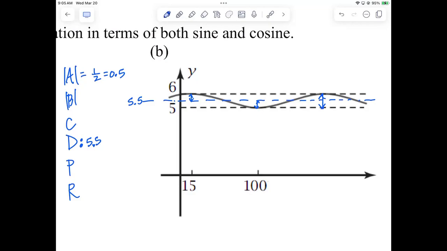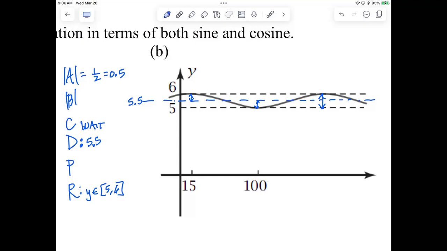All right. Let's see. What else can we get here? The C, we're going to wait on the C depending on which equation that we use. The range, can we find the range? Yeah, the range is going to be from 5 to 6. So I'll say y is an element of the bracket 5 to 6 bracket. The period and the B, that's the last thing that we need. And they're related to each other. Which one do we get from the graph? Do we get B directly from the graph or P directly from the graph?